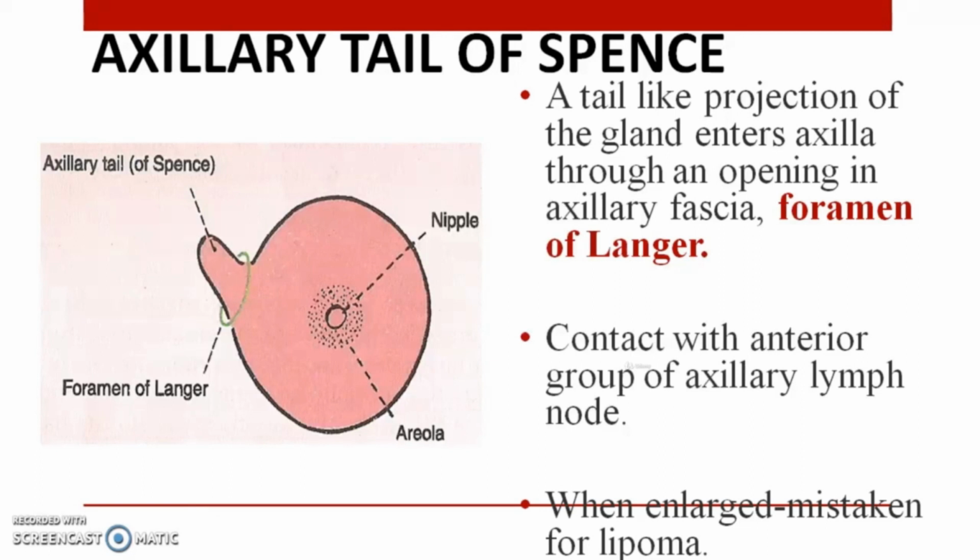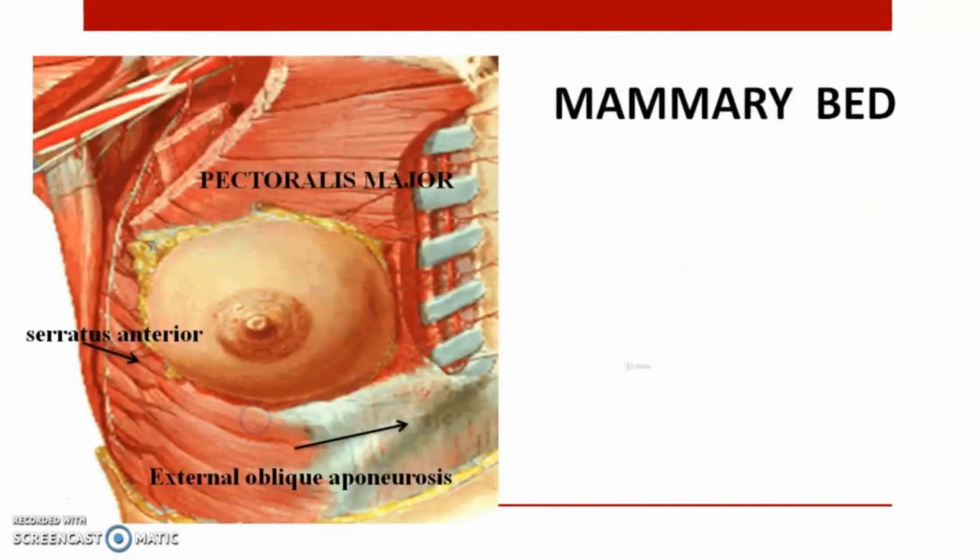An important clinical aspect about this is that sometimes it is mistaken for a lipoma. If this axillary tail is enlarged, some people will mistake this as a lipoma, which is a wrong decision. And then we will be seeing the features or relations seen underneath this mammary gland. So we will call them collectively the mammary bed, which is nothing but the relations seen below, or in the posterior aspect of, the mammary gland.